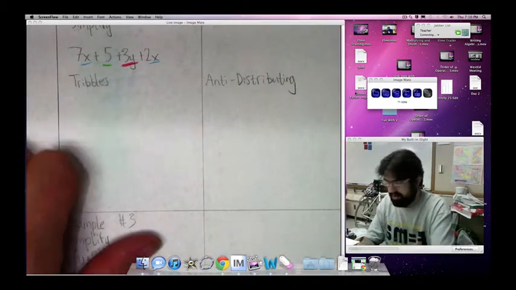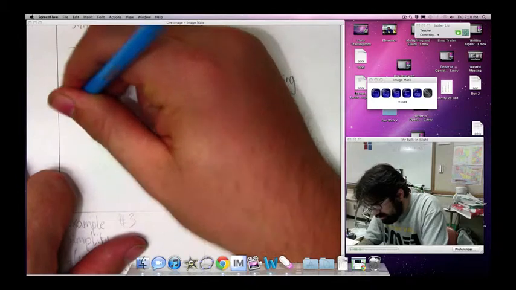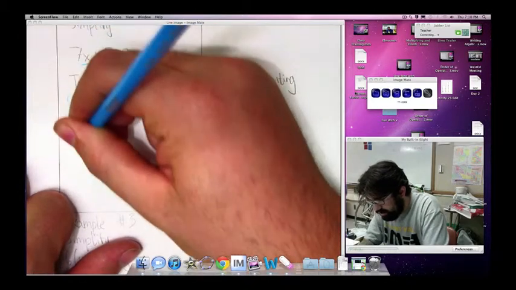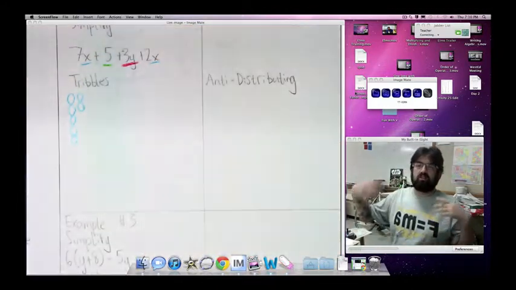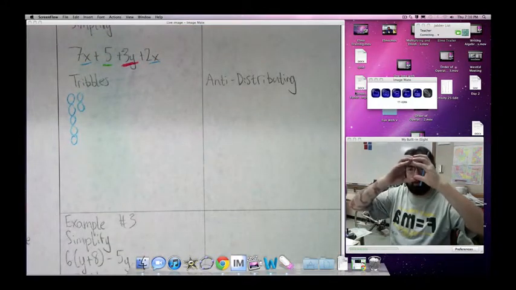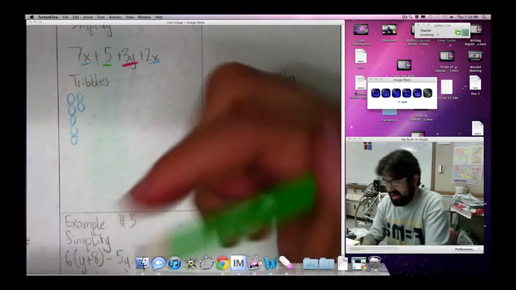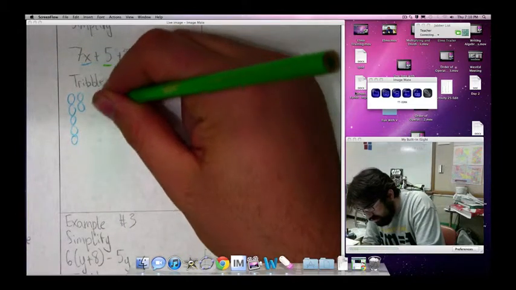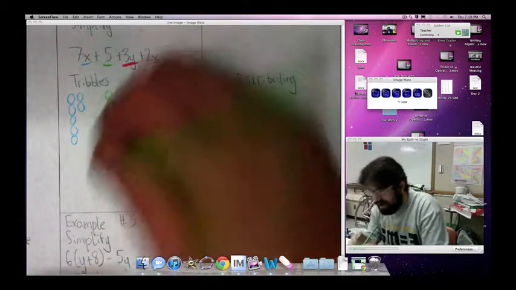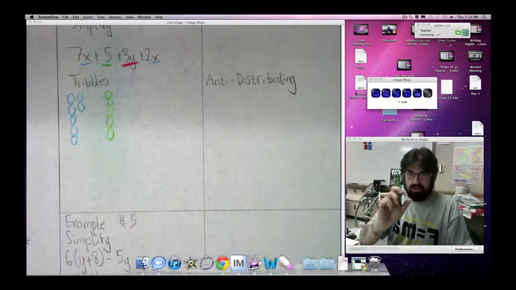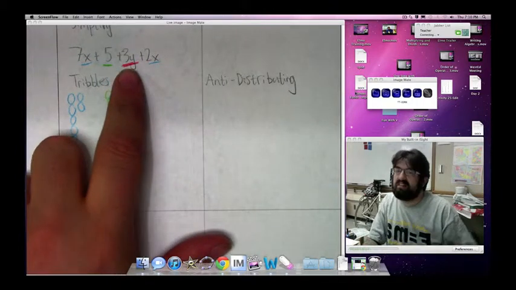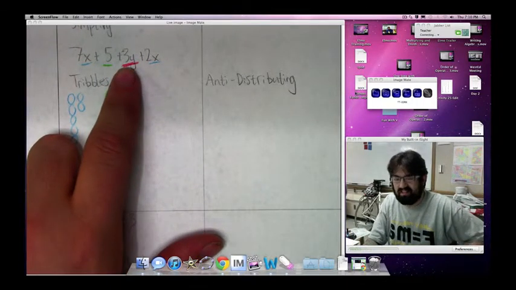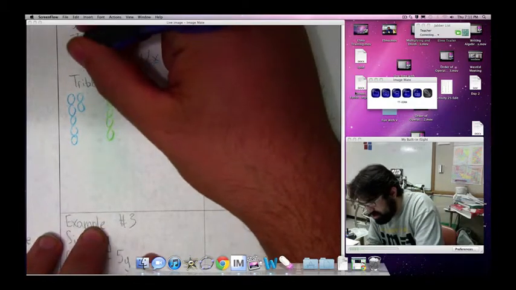Okay, now here's where the triples pay off, I think. 7x. Take my blue, 7 open circles. 1, 2, 3, 4, 5, 6, 7. Because those are good triples, I'm keeping them open. Then I have 1, 2, 3, 4, 5. Good constant triples because they're positive, keeping them open. Minus 3. I changed that into plus negative 3, and I'm going to rewrite the original one right here.